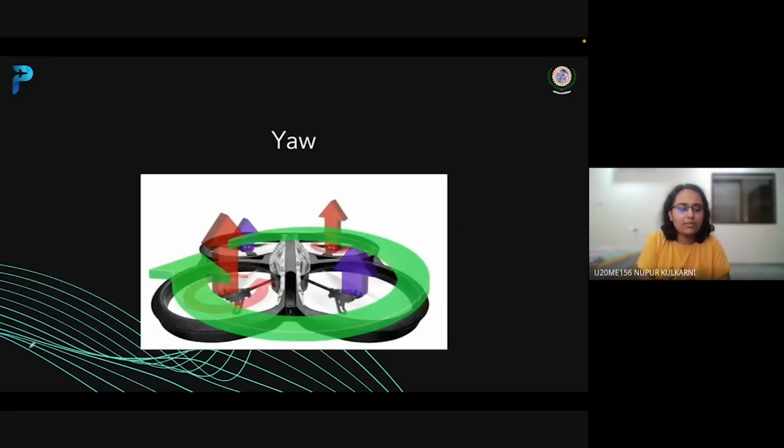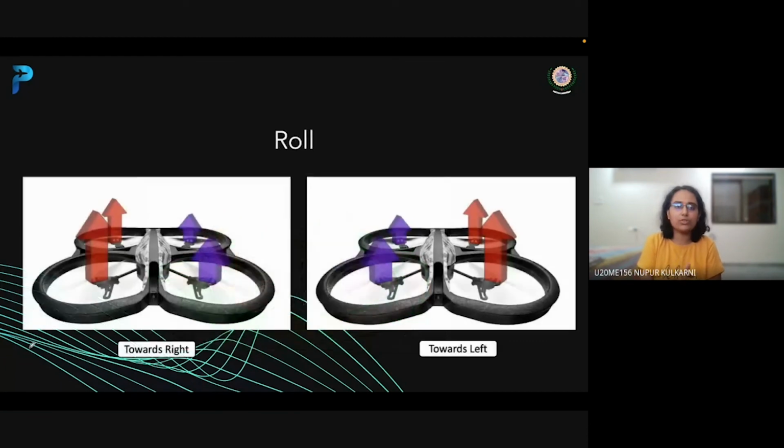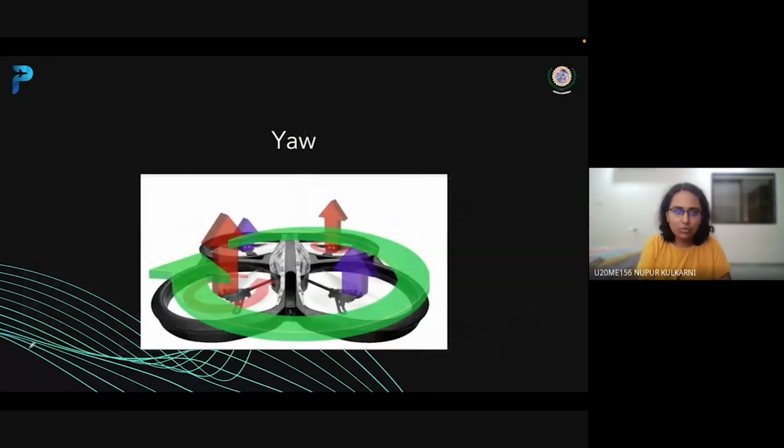Similarly, we can apply this when we want to roll towards the right. Like if we wish to roll towards right, then the exact opposite of this has to be done. The lift is increased on the motors which are towards the left, and the drone must also decrease the lift on the motors which are on the right side. So now next we'll see yaw motion.